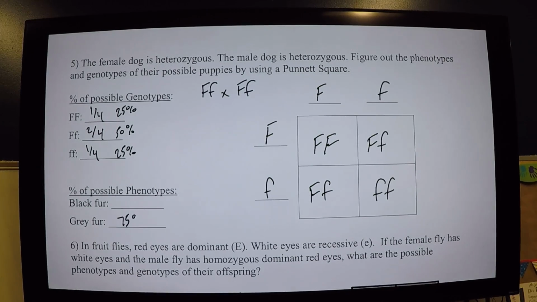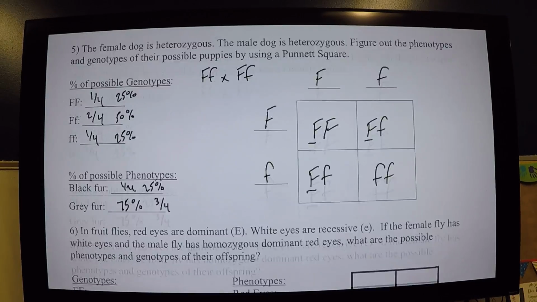75% are going to have gray fur, or 3 out of 4. Anytime you see a big F, or a big letter, that's the dominant, and so it's going to be expressed in the phenotype. So that's 3 out of 4, which is 75%, and then 1 out of 4, or 25%, will be black. So that is how you solve single-trait Punnett squares.